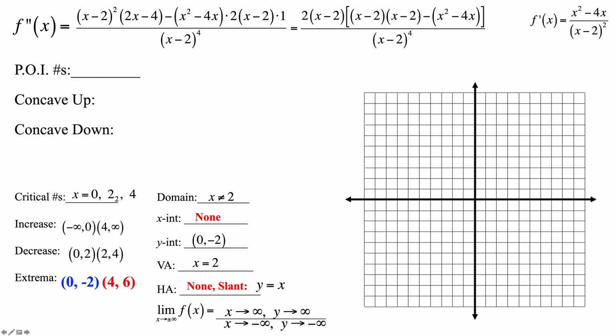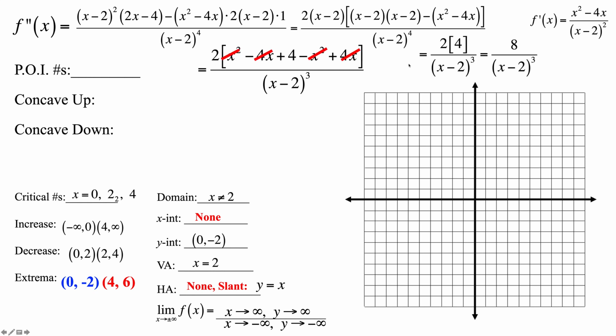So let's see, we're going to have to do some foiling of these two, distribute the minus sign, combine like terms, so x squared and minus x squared cancel, minus 4x plus 4x. Wow, we're just left with 2 times 4, which is 8 over (x minus 2) to the third power. So our only point of inflection candidate would be 2. None of the numbers are there, but we still have to test the 2.